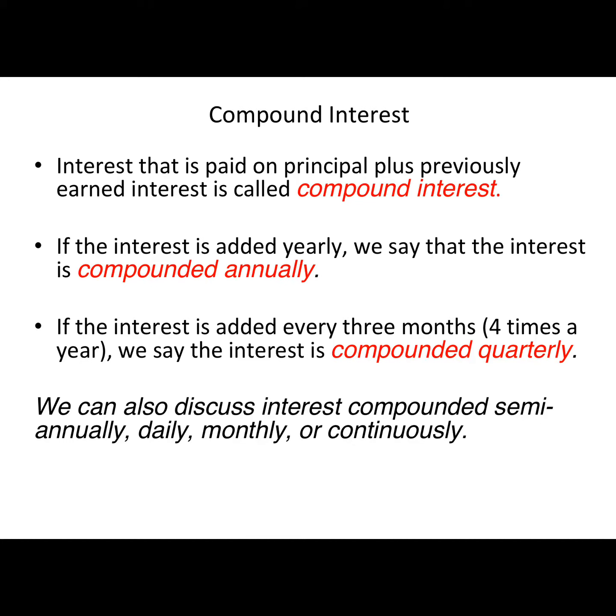We can compound in different amounts of time. We could compound annually. That means that your interest is added every year. We could compound quarterly. That means your interest is added every 3 months. We can also talk about interest compounded semi-annually. That's twice a year. Daily, monthly, that's 12 times a year, or continuously. Okay, so let's look at how this would work.